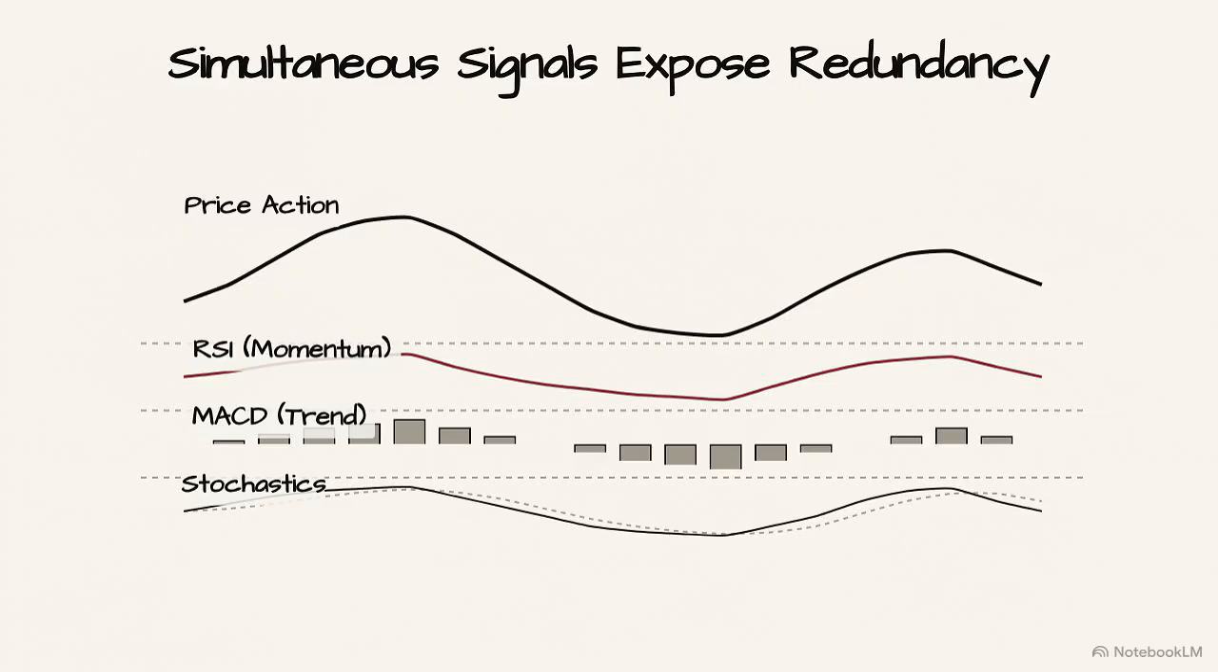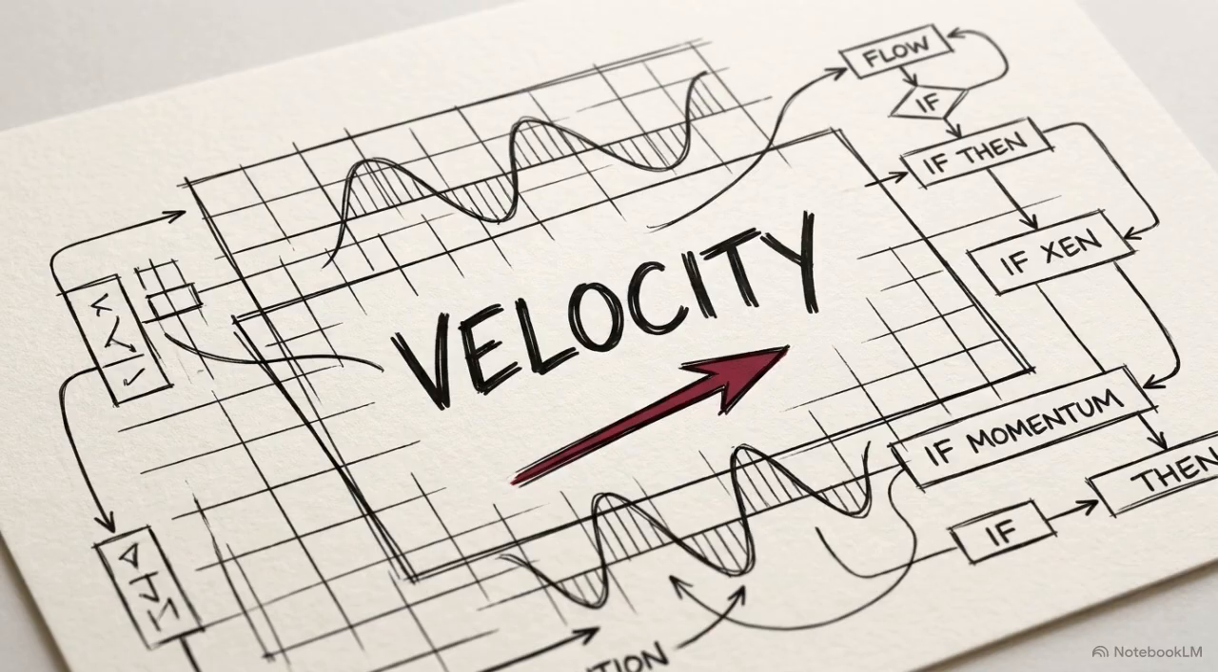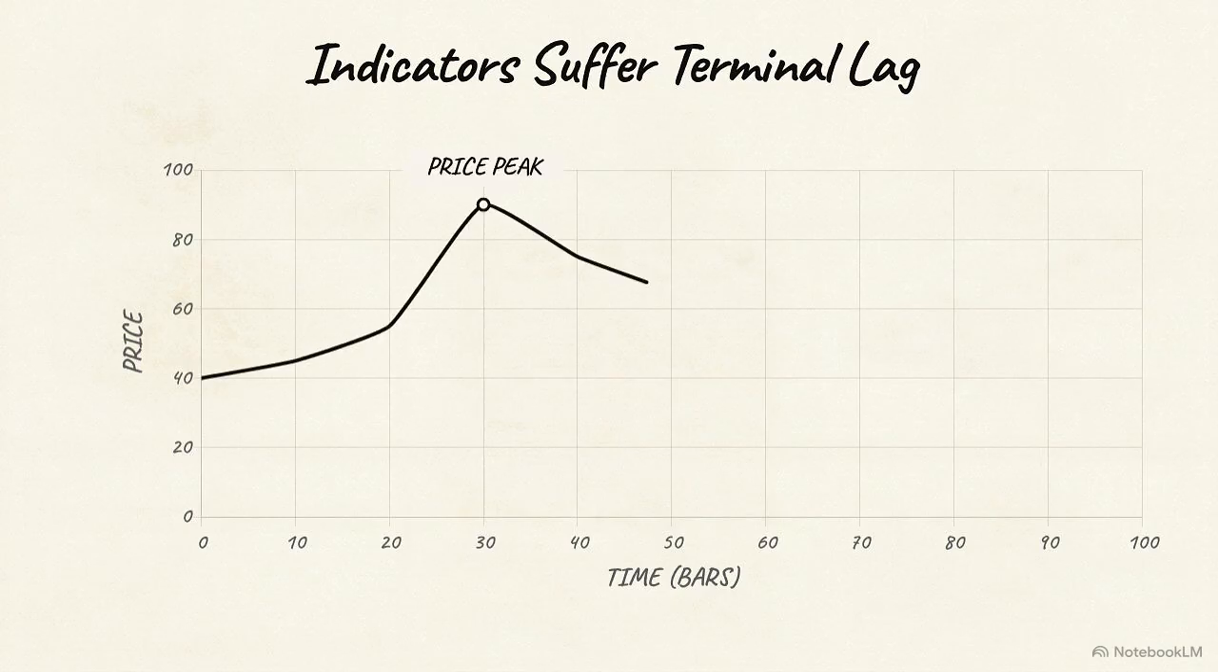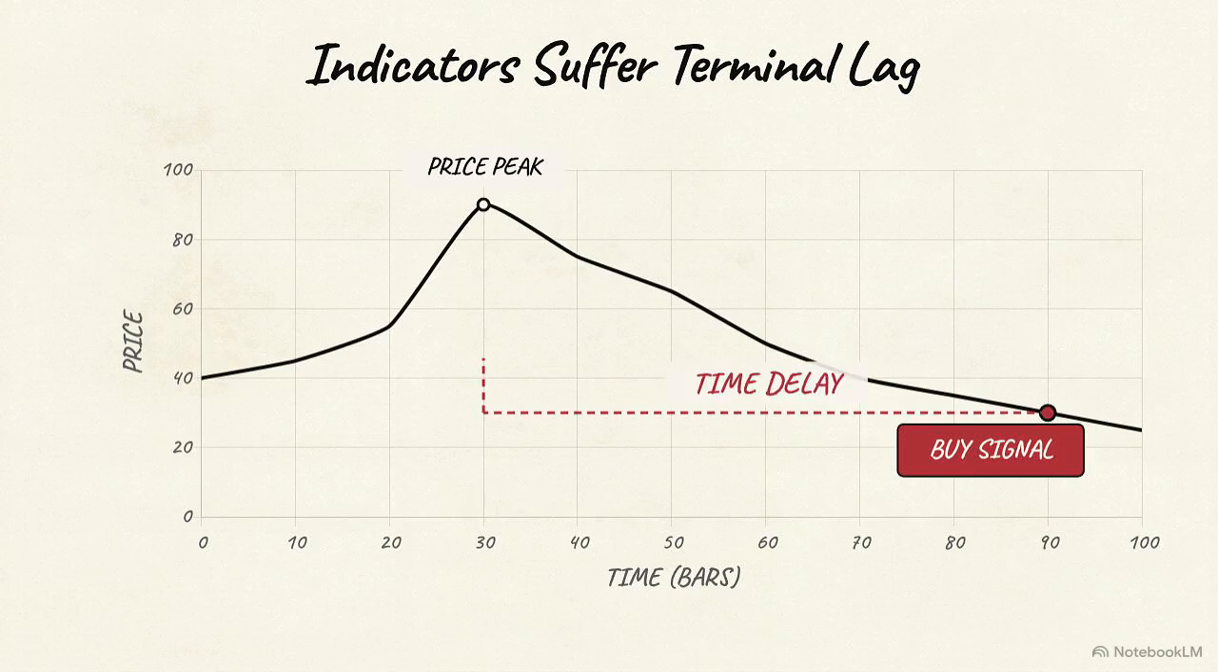Observe the exact timing of these crossovers. The signals trigger simultaneously across all three sub-windows. The formulas may differ, but they are all calculating a single metric: the rate of change of the price trend. Relying on one of these indicators on a single time frame creates a trap. You receive the signal only after the price has already moved, locking you into terminal lag.